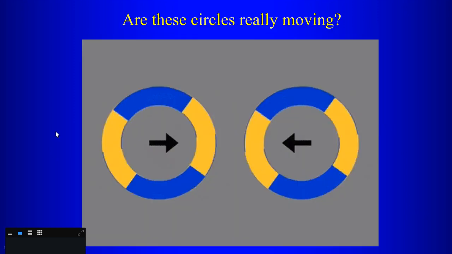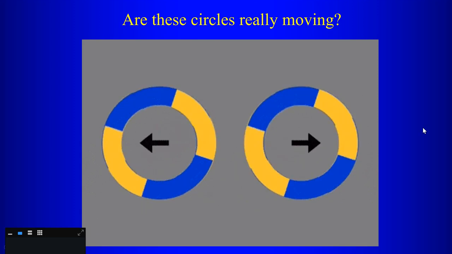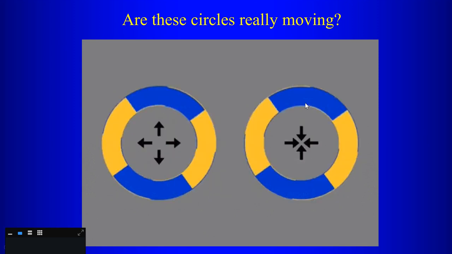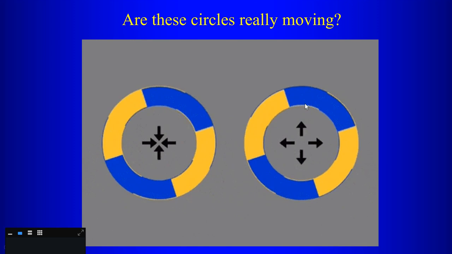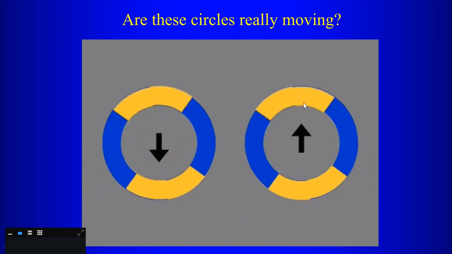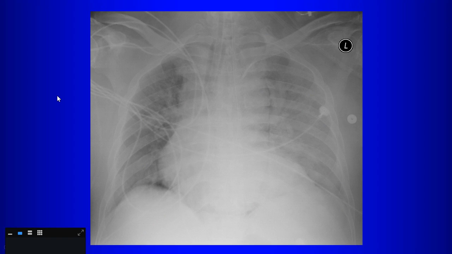This is one of my favorites. Are the circles moving? I mean, sure, they look like they're moving, right? And then on the next one, it looks like they're getting bigger and smaller. But if I put the pointer there, you'll see that they're really not moving, right? So these are some nice optical illusions. So how does this come into radiology?